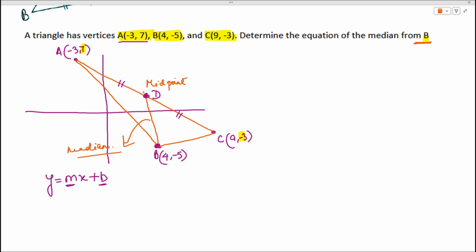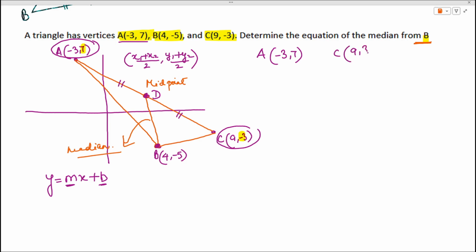To figure out point D, we'll use the midpoint formula because D divides the line segment AC into two equal parts. So to find the midpoint D, we're going to use the formula x1 plus x2 divided by 2 and y1 plus y2 divided by 2. Where are these x1, y1, x2, y2 coming from? These are coming from the two given points. A is negative 3 and 7. C is 9 and negative 3. If we take this as point 1, this is our x1, y1. And if this is point 2, then it is x2 and y2.